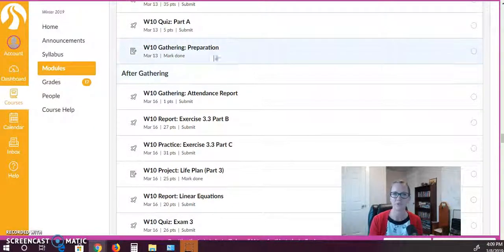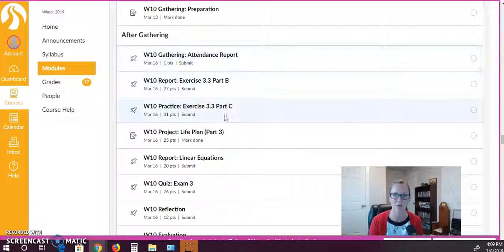So nothing really special about the gathering. Bring your exercises for 3.3 Part B with that. And then after your gathering, what you've got are the projects. So Life Plan Part 3, you have that, and you also have Exam 3. And so you have a visual chart that you'll be making to help you prepare for that as well.